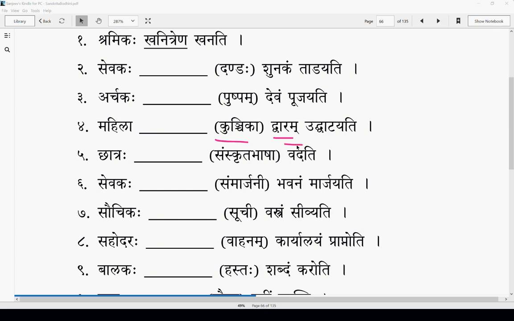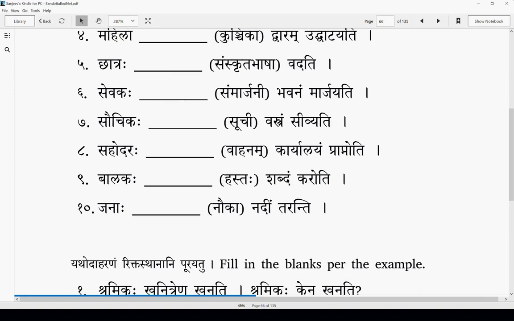Dwaram, door. Udghatayati, opens. Chhatraha, student. Sanskrit Bhasha, vadati. Let's move on. Sammarjani, they should know. Bhavanam, hall. Marjayati, wipes.